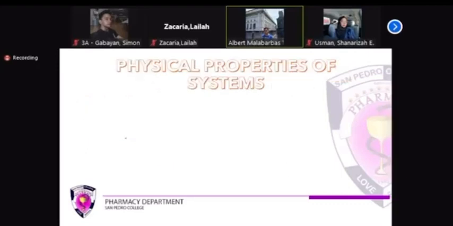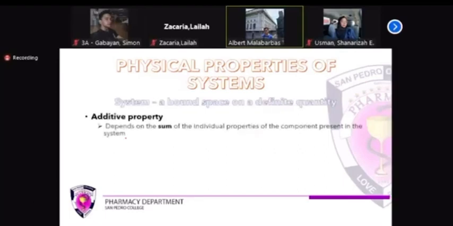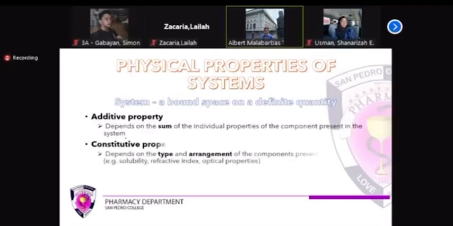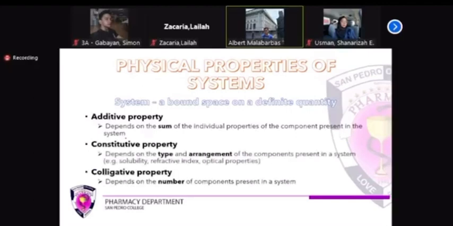Okay, so that's it for the first part, the types of forces. Before we proceed to the second type, let me first give you a review about the following. First one, the physical properties of systems. When we say system, it is a bound space of a definite quantity. Now, there are three types of physical properties, which will be expounded later. The first three types are as follows: additive, constitutive, colligative property.